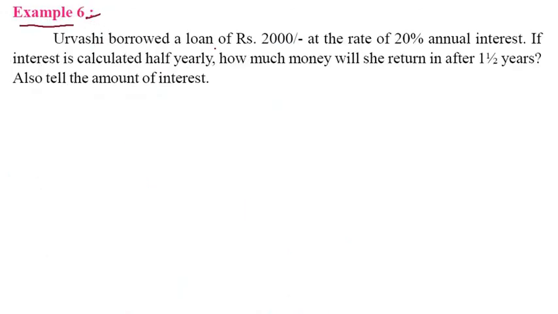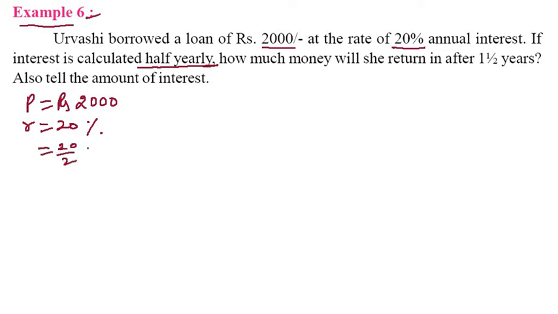So Urvasi borrowed rupees 2,000. So that is the principal. Principal is given as rupees 2,000 at the rate of 20% annually. So 20% is given as the rate of interest. Interest is calculated half yearly. So that is the most important thing. It is half yearly, so it will be divided by 2. So 20 upon 2, that is 10%. It is per annum, and it is half yearly. So that is the rate of interest.